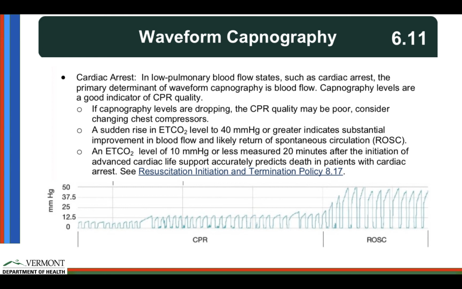Waveform capnography can be helpful in cardiac arrest. In low pulmonary blood flow states such as cardiac arrest, the primary determinant of waveform capnography is blood flow. Capnography levels are a good indicator of CPR quality. If capnography levels are dropping, the CPR quality may be poor. Consider changing chest compressions. A sudden rise in end-tidal CO2 level to 40 or greater indicates substantial improvement in blood flow and likely return of spontaneous circulation.